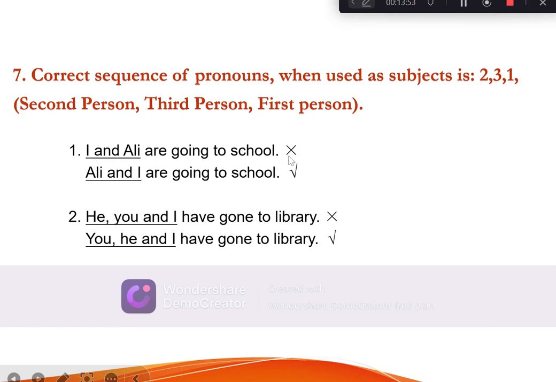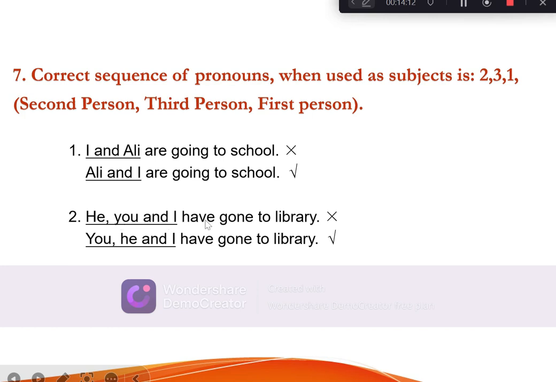I and Ali are going to school is an incorrect sentence, because I is the first person which is used for the third person. So the correct sentence will be Ali and I are going to school, because Ali is the third person. As in the sequence we have seen, we need to use third person before the first person.